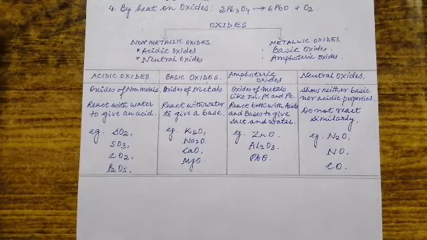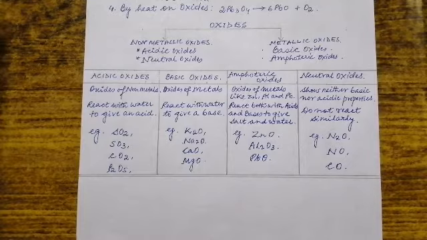Now let us move on to basic oxides. Oxides of metals are called basic oxides. They react with water to give you a base. For instance, potassium oxide, sodium oxide, calcium oxide react with water to give you metallic hydroxides. These are basic in nature. In fact, they are alkalis. The next one is magnesium oxide, which is also a metallic oxide, hence it is basic in nature.